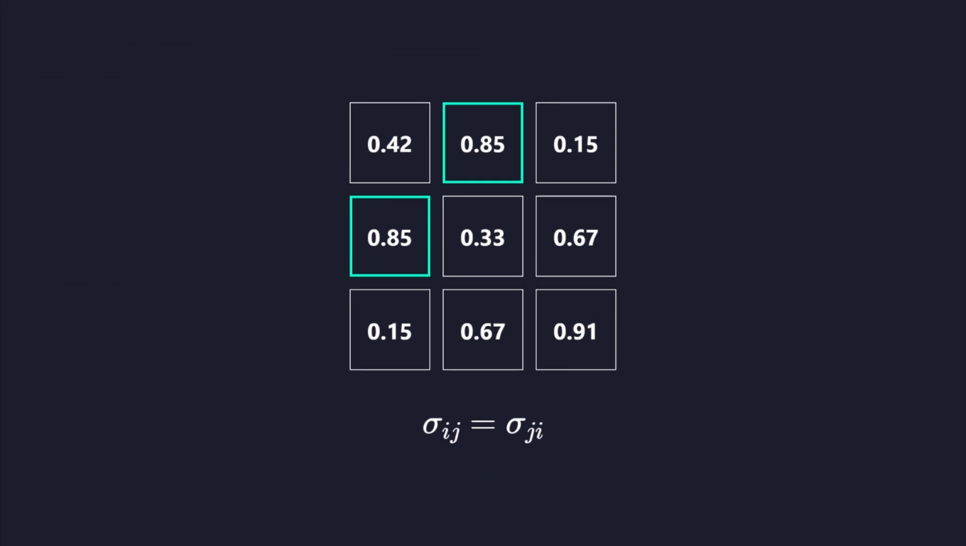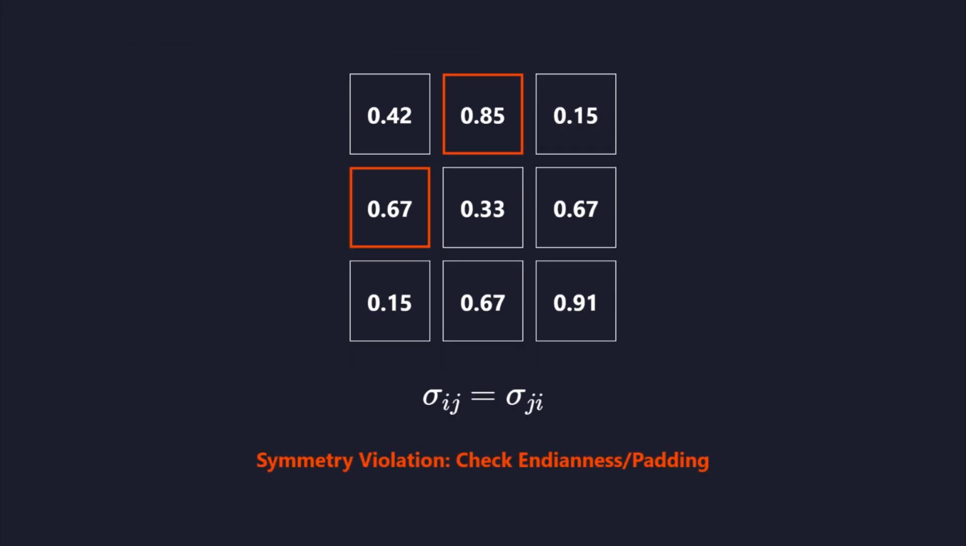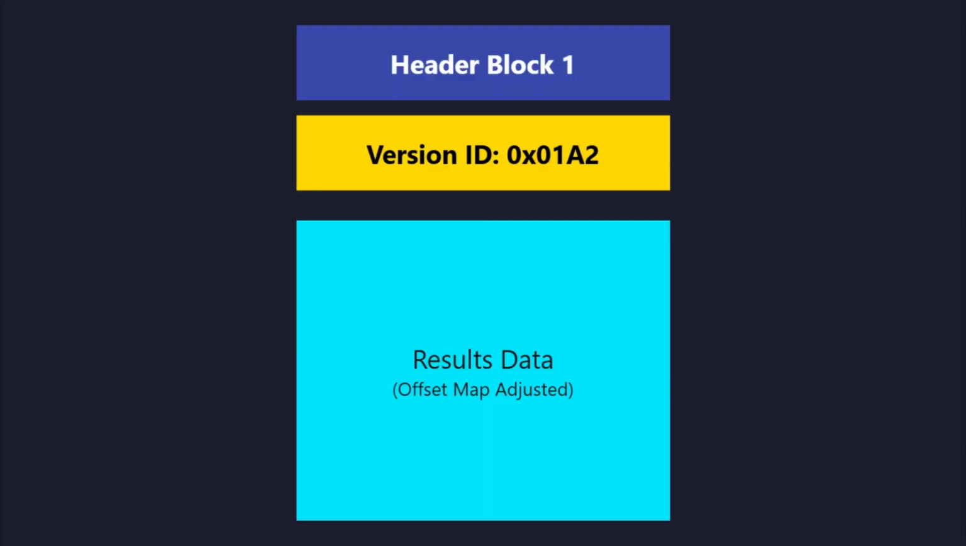Verify tensor endianness by examining the symmetry of the stress matrix. If the off-diagonal components do not align as expected, you might be misinterpreting the byte order or the record padding within the tensor block. Symmetry is a physical requirement that serves as a perfect sanity check for your parser.